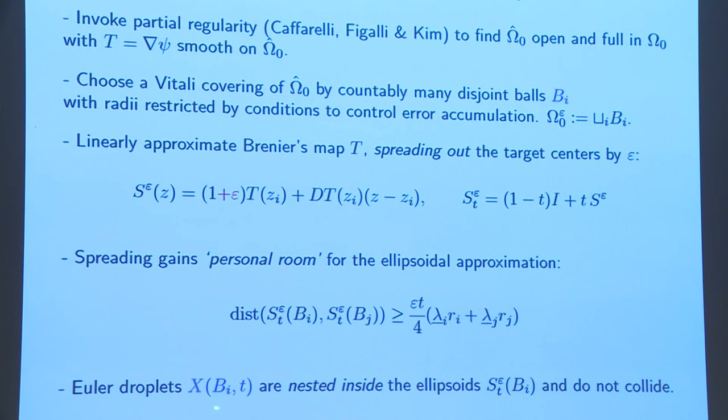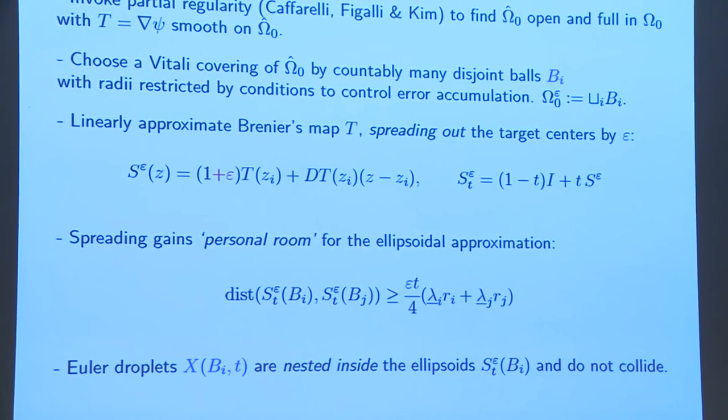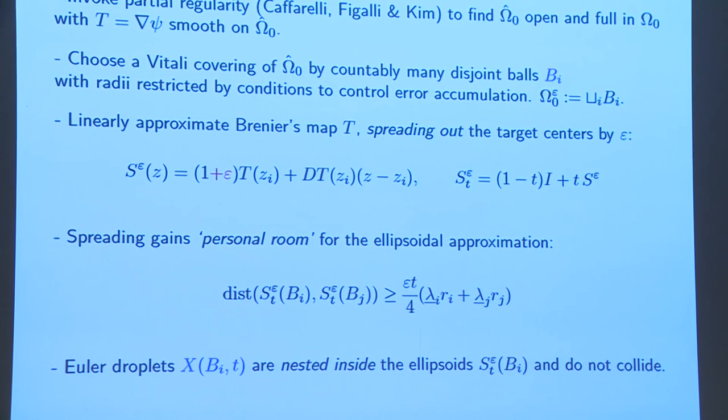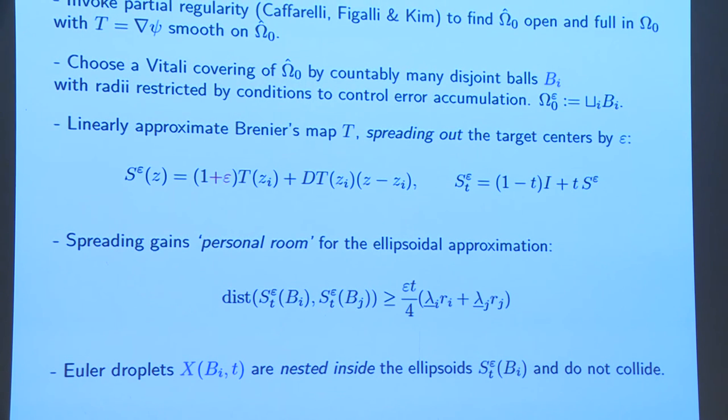The Euler droplets, though, are nested inside the ellipsoids that you get this way. You do linear interpolation here, so each little ball is transported according to the Wasserstein ellipsoid. For the whole collection, I don't know what the optimal Wasserstein map is, but this is close enough for approximation. So our Euler droplets at the end, we have a countable number of them, but we can control them not to collide. And so they superimpose and provide a solution, an action critical path, a geodesic.